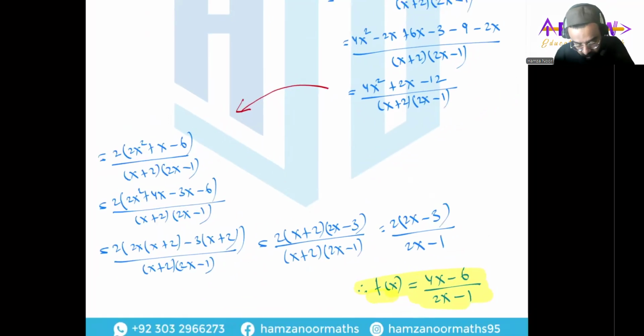Anyways, this is 4x squared plus 2x minus 12 divided by (x plus 2) times (2x minus 1).